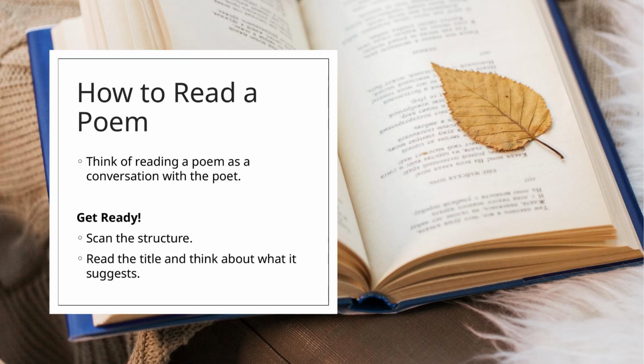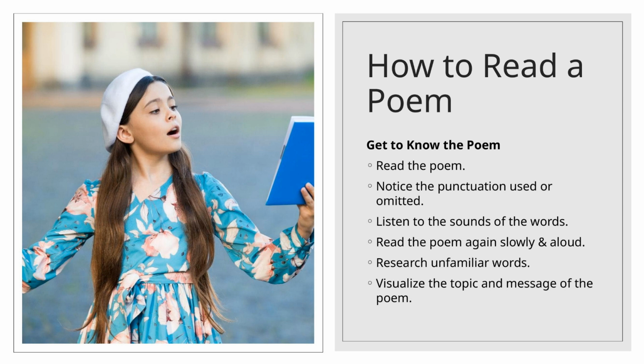Now that you've considered the elements, let's dive into how to read a poem. Think of reading a poem as a conversation with the poet. When you start, first scan the structure. Then, read the title and consider what it suggests. Next, get to know the poem. Read the poem. Notice the punctuation used or omitted. Listen to the sounds of the words. Read the poem again, slowly and aloud. Research unfamiliar words. Visualize the topic and message of the poem.